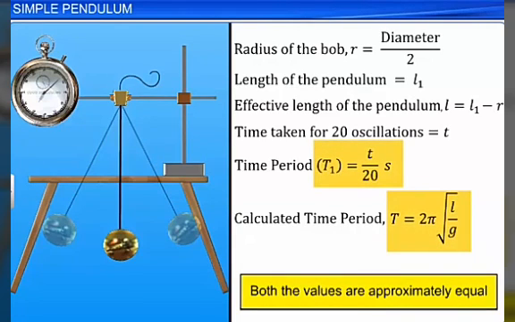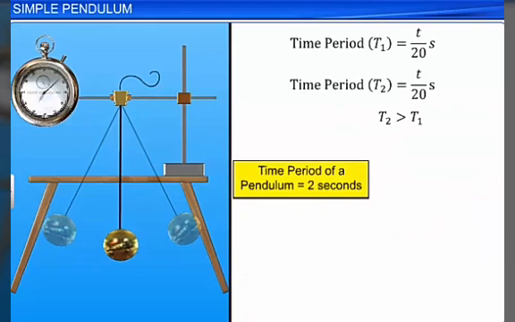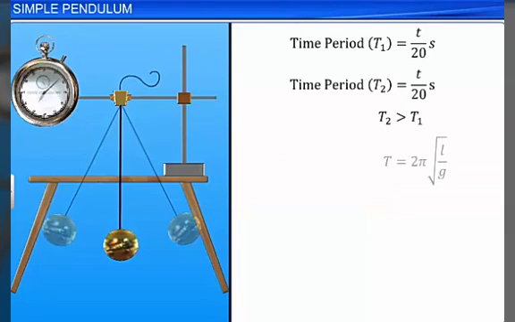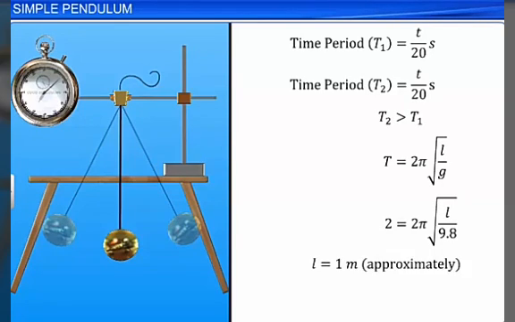If the time period of a simple pendulum is 2 seconds, then the pendulum is called a seconds pendulum. If we take the time period as 2 seconds and acceleration due to gravity as 9.8 meters per second square, then the length of the seconds pendulum works out to 1 meter or 100 centimeters.